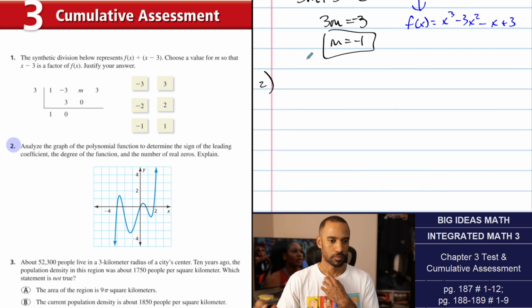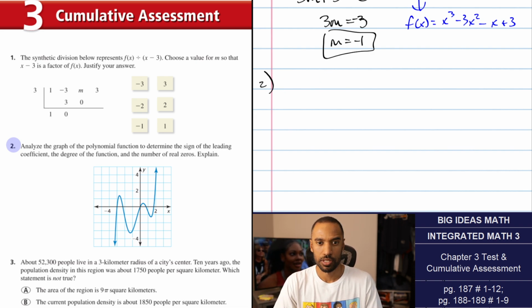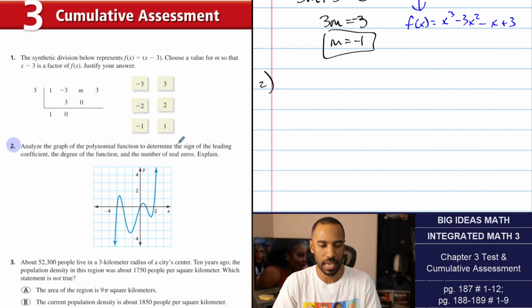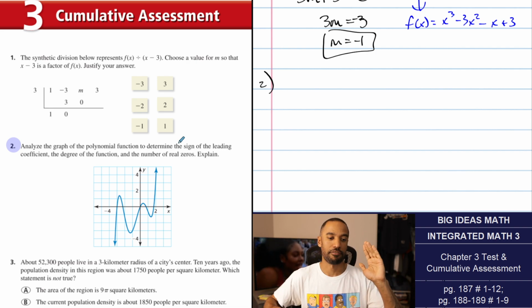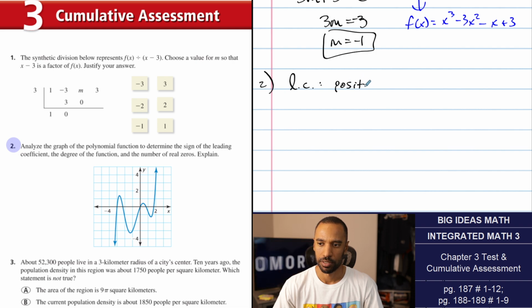Explain. The sign is positive. First of all, it's an odd degree function. One that would start down and finish up like that would have to be odd degree. Even would be down, down, or up, up. This is down, then up. The fact that it starts down and finishes up also means that it's positive. So the sign of the leading coefficient, for number 2, is indeed positive.